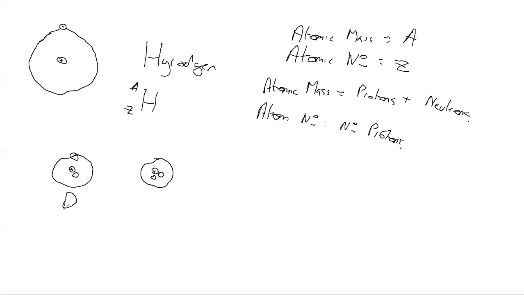And we can assign it as, what would the atomic mass of that be then, ladies and gentlemen, boys and girls? A proton and a neutron, 1 and 1 is 2. How many protons? 1. So we'll put a 1 in there. And that is deuterium.